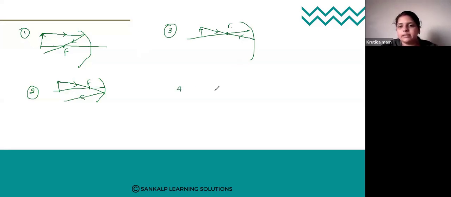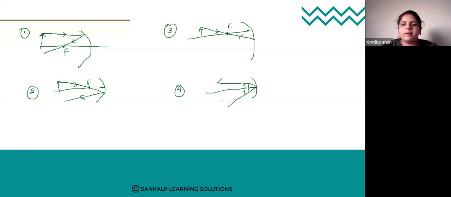The fourth case is there are some rays which are incident with some angle of incidence and reflect with the same angle of reflection. So this is the incident ray and the reflected ray.